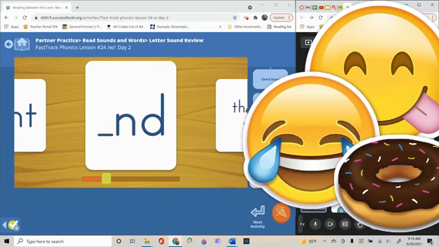Good. Mason, what do you have? Wind. Yes. You know, it was really windy yesterday. That doesn't look so bad today. Okay, Harper, what do you have?